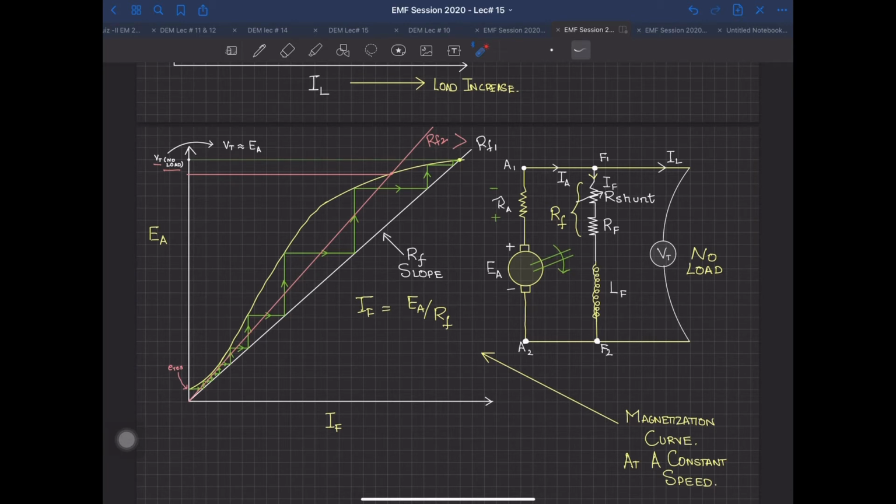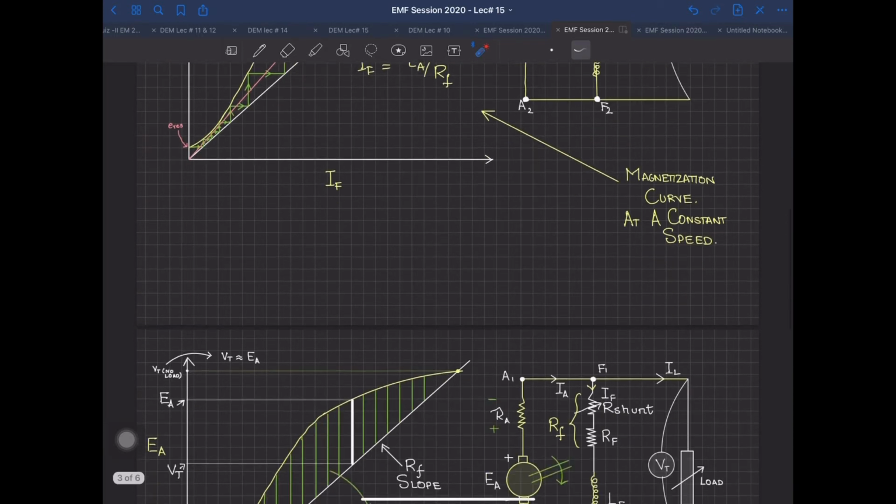But technically, this staircase increase between the EA, that is the magnetization curve, and the RF slope is the starting of your generator from basically zero. Again, this is based on two conditions: it should have a residual flux, and the residual flux should be aided by the field current. So the staircase approach is the increase of the EA from the residual flux EMF.